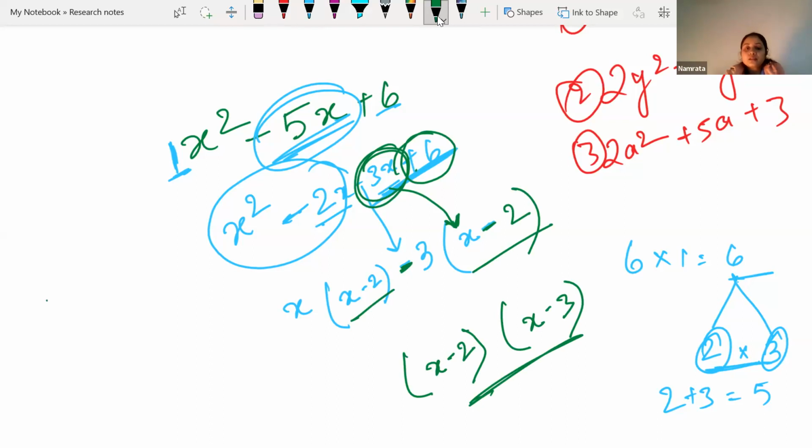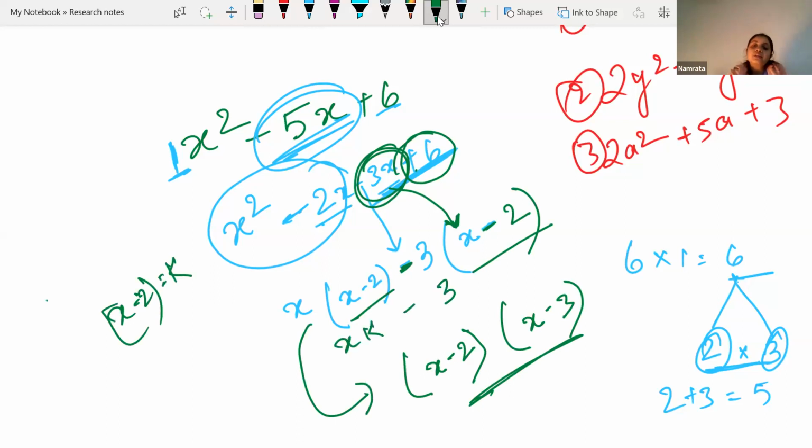If you don't understand from this step to this step, you can take x minus 2 as k here. Okay, so here we are having xk, here we are having minus 3k. So k we can take out common, and the remaining will be x minus 3.